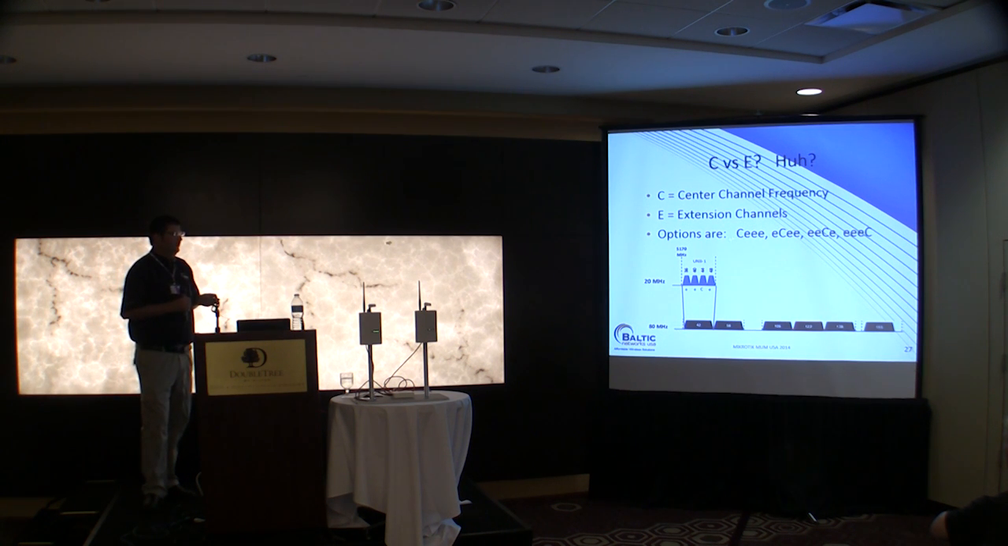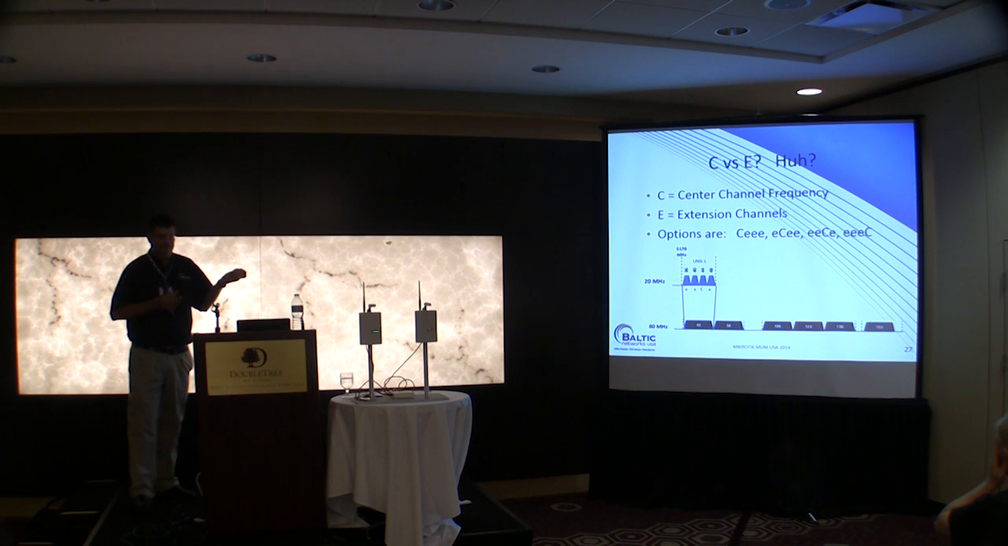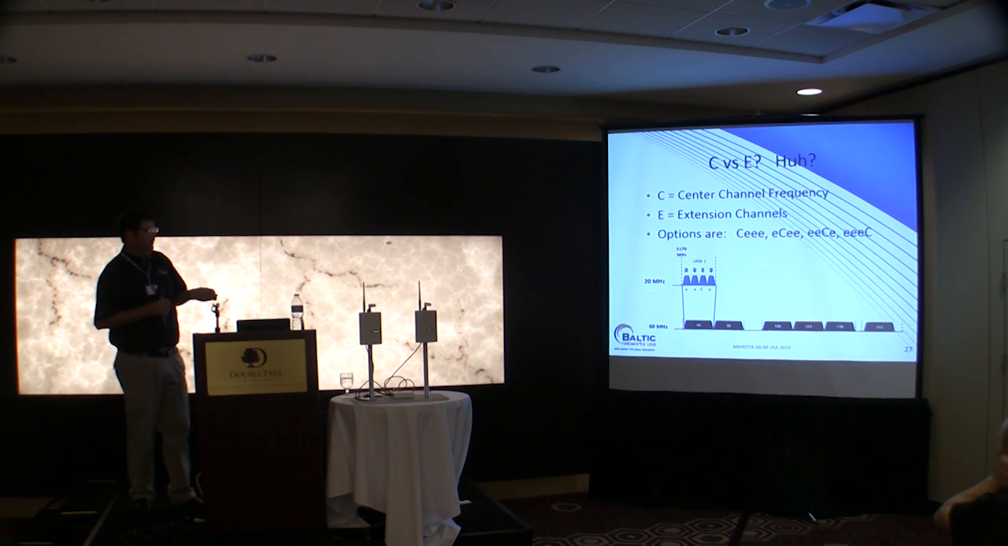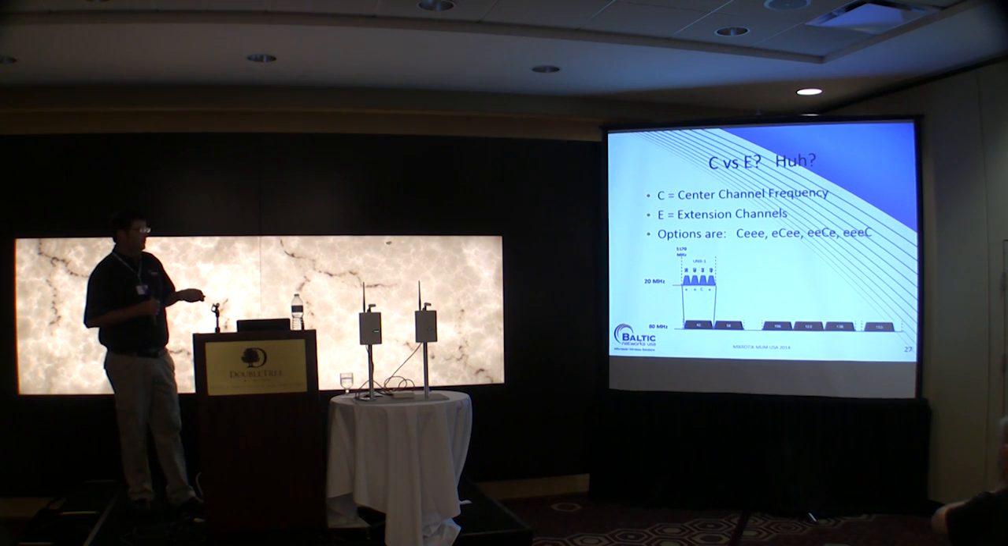So your center channel can be at the beginning, somewhere in the middle, or all the way at the end. And then all the E's fill in. If you're running a 40 megahertz channel width, you're just going to have one C and one E. And it can be above or below. So that's how you determine that. And again, if you're drawing that out, with a 20 megahertz block here, we have channel 44 as our center channel, and those all combine to get us our channel 42 at the 80 megahertz side.